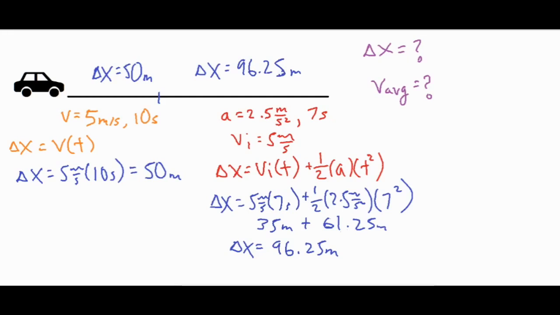All right, now we're ready to find our total delta x. We're just going to sum up our two values, our 50 plus 96.25, and that's going to leave us with 146.25 meters for our total delta x.